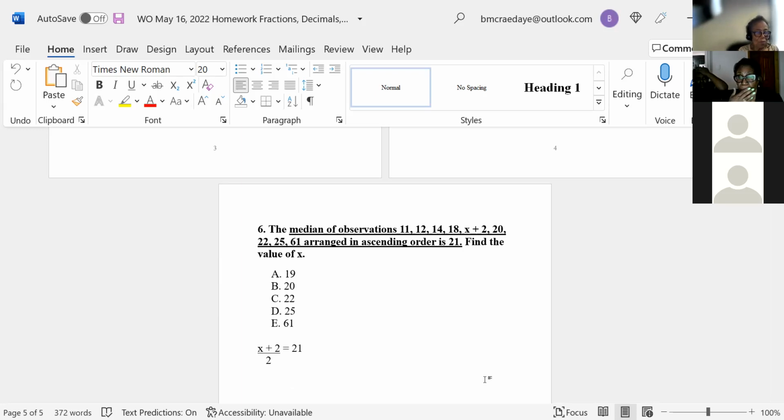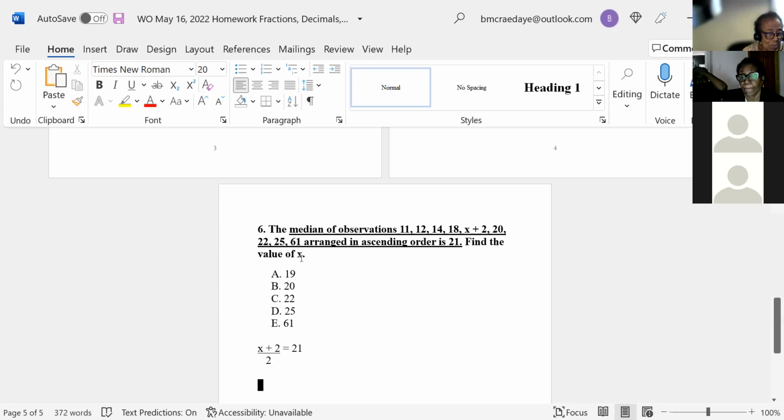Subtraction, Miss. Division is multiplication. Multiply, Miss. Subtract. Divide, Miss. Well, actually, I'm making this more complicated than what it is.